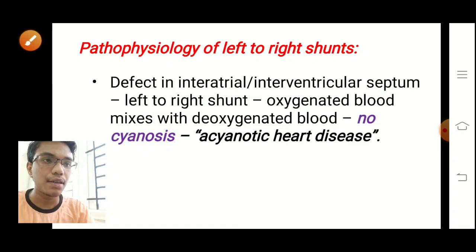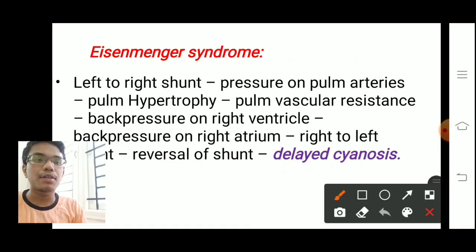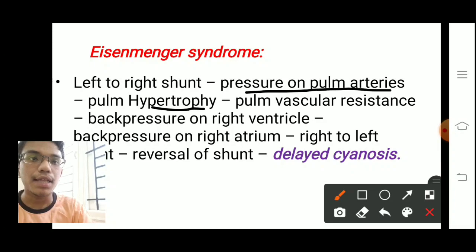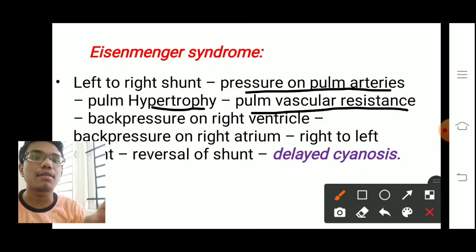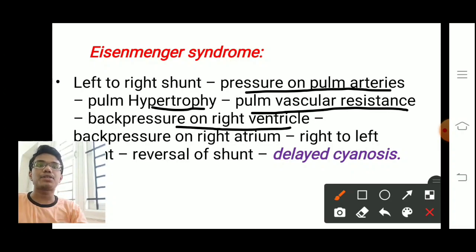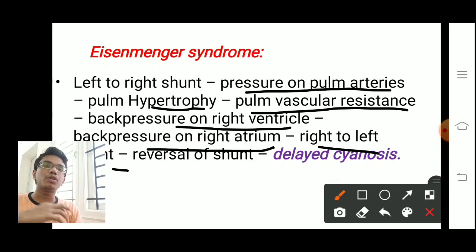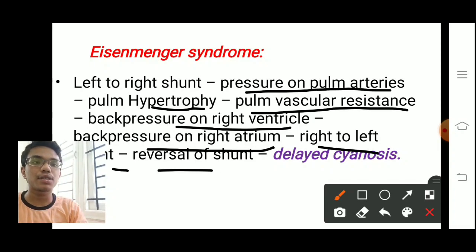Okay, but after some time, when this condition becomes even more severe, the left to right shunt causes pressure on the pulmonary arteries, so that the pulmonary arteries try to adapt to this in the form of hypertrophy, and this leads to pulmonary vascular resistance. Now, as the vascular resistance develops, back pressure occurs on the right ventricle, then back pressure occurs on the right atrium. This forces the blood to flow from right to left, that is right atrium to the left atrium, also called reversal of shunt.